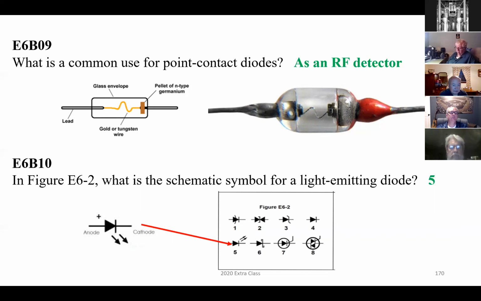All right, we got another little drawing coming up again. Number 10, in figure E6-2, what is the schematic symbol for a light emitting diode? It is going to be B, number 5.